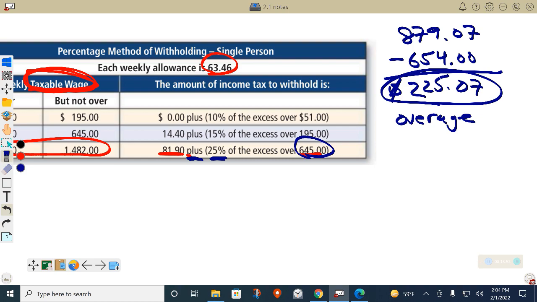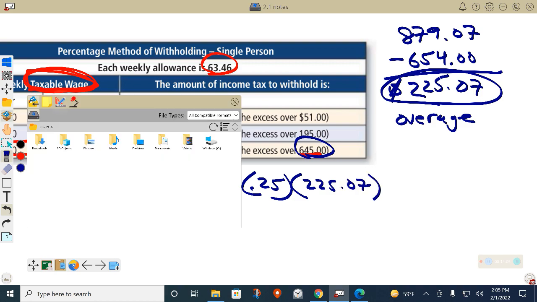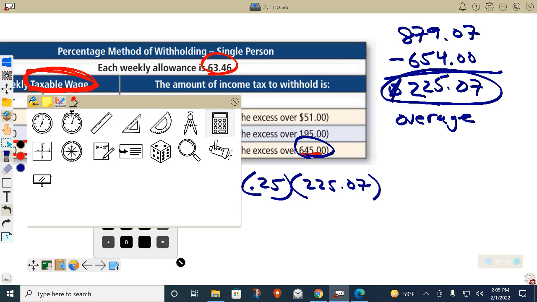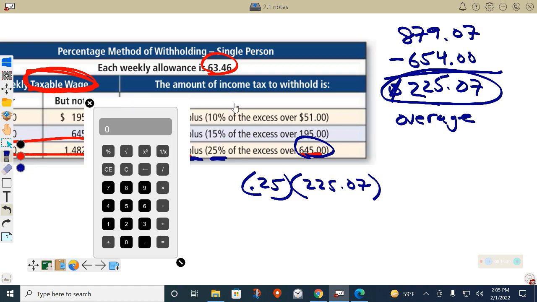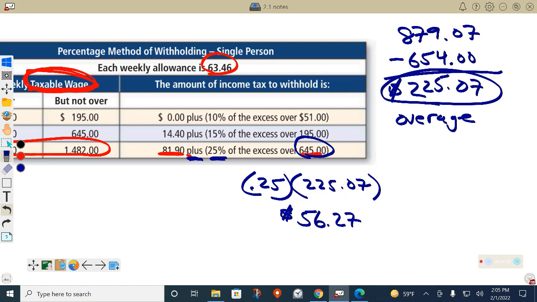25% as a pure decimal, anybody? 0.25. Nice, very good, Aliano. So 0.25 times 225.07. Calculator time. I got 56.27. That's how much is going to be withheld.